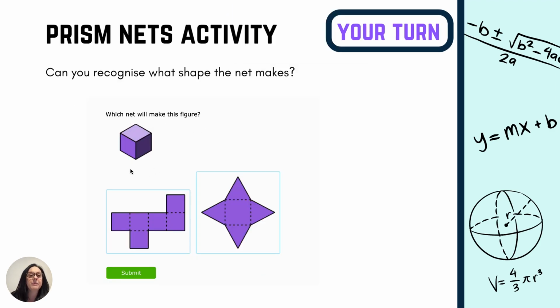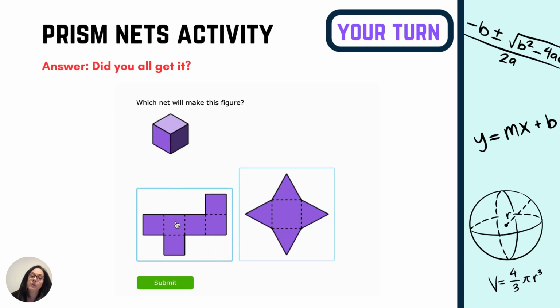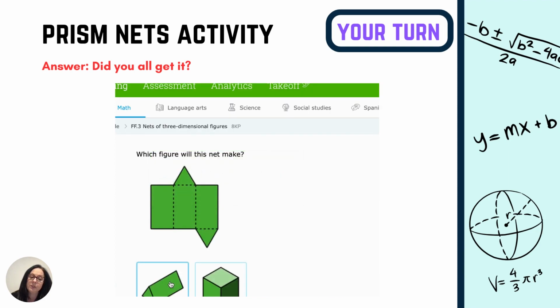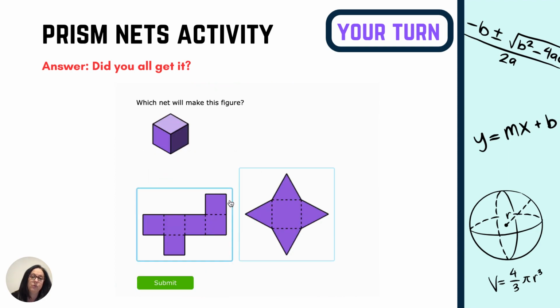Okay, prism nets activity. Can you recognize what shape the net makes? Which one is it going to be? Is it going to be the one on the left or the one on the right? Hopefully you're all knowing that it is the one on the left because there were no triangles. No triangles. So yes, it was the cube.